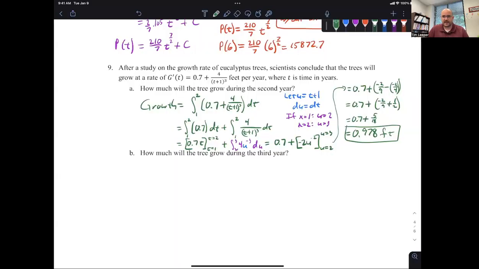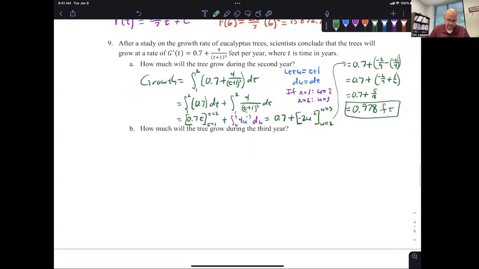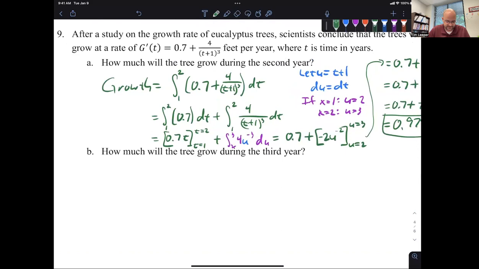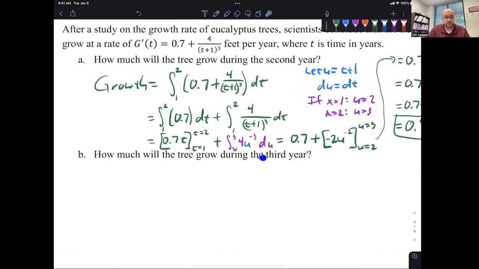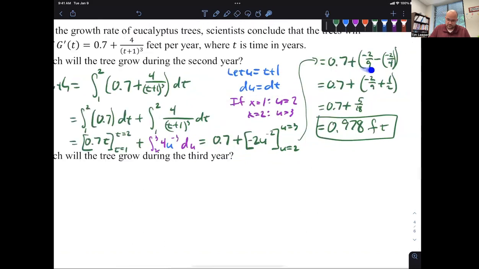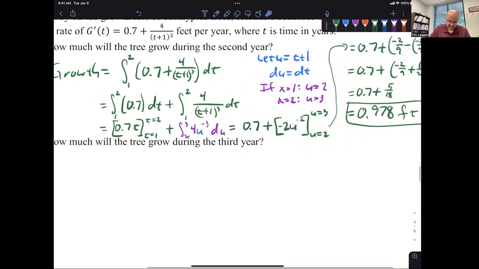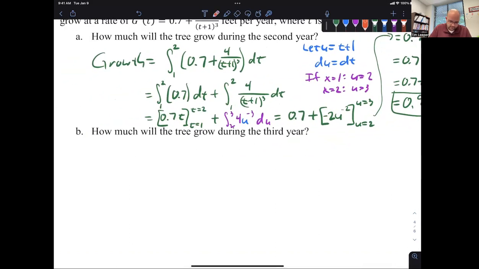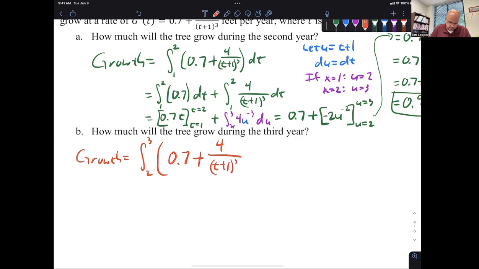Good deal. That's 9A. Now let's look at letter B. How much will the tree grow during the third year? Well, it's exactly the same, except this time it's going to be from 2 to 3. That's really all it is. So overall, the growth here is the integral from 2 to 3 of 0.7 plus 4 divided by (t plus 1) cubed dt. I'm going to go ahead and go through all these steps again.